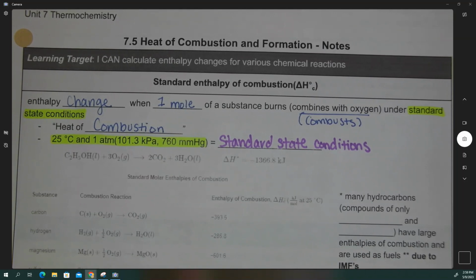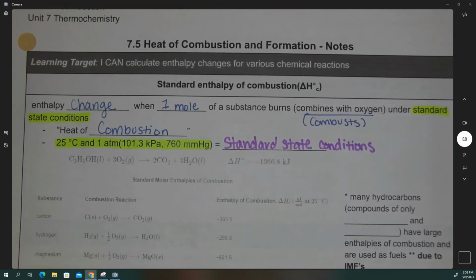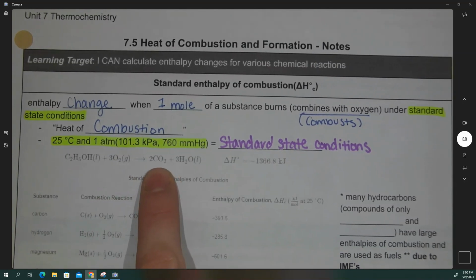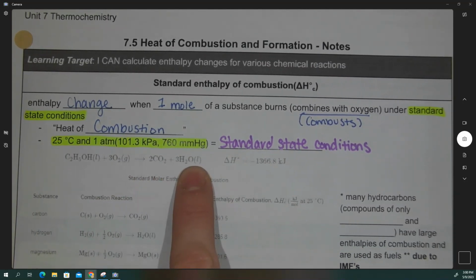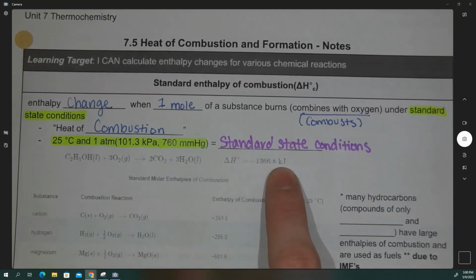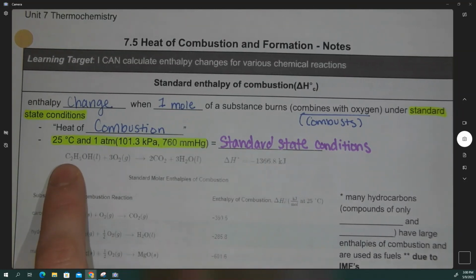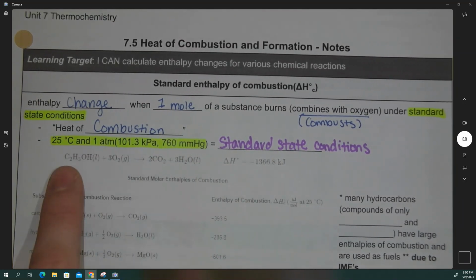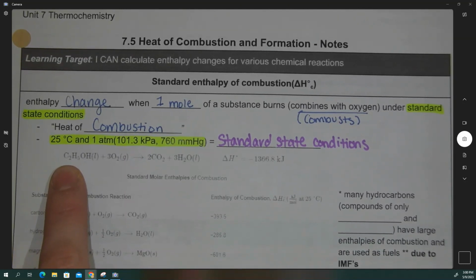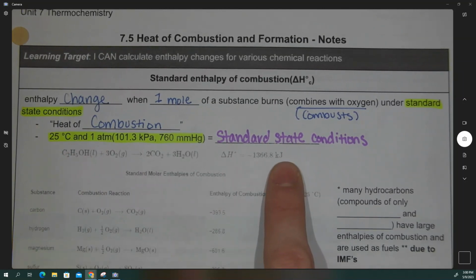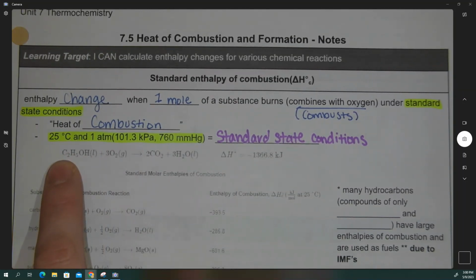So we have an example here. We've got C2H5OH liquid plus 3 oxygen gas becomes 2 carbon dioxide plus 3 H2O liquid. Our enthalpy here is negative 1366.8 kilojoules. Now, if we were talking about this in reference to C2H5OH, our enthalpy of combustion would be this exactly, because there's only 1 mole of C2H5OH in here. So because there's just 1 mole, this is our enthalpy of combustion for C2H5OH.